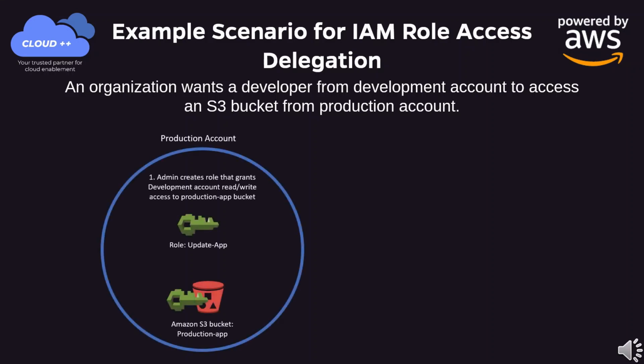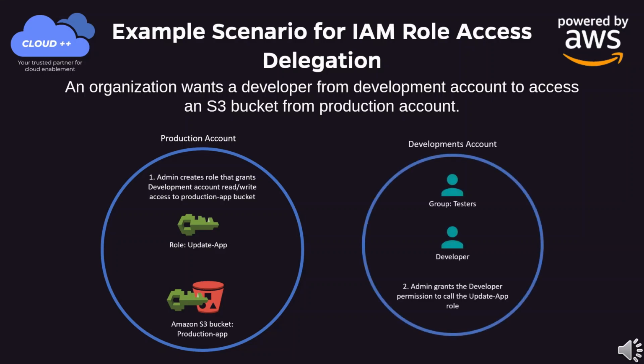Step 1. An admin from production account creates an IAM role in production account. Let's name this role as Update App. As a part of the role creation, the admin establishes trust relationship with the development account and grants permission to the role to access S3 bucket in production account. Let's name this bucket as Production App.